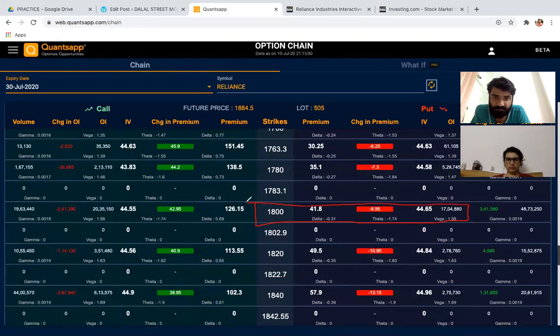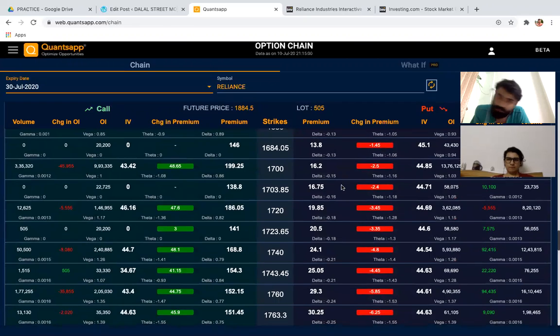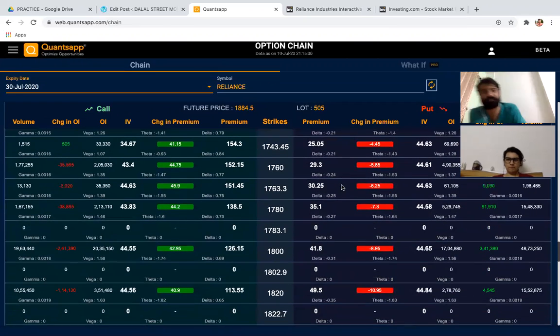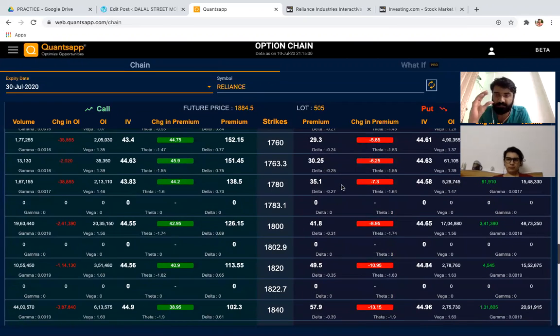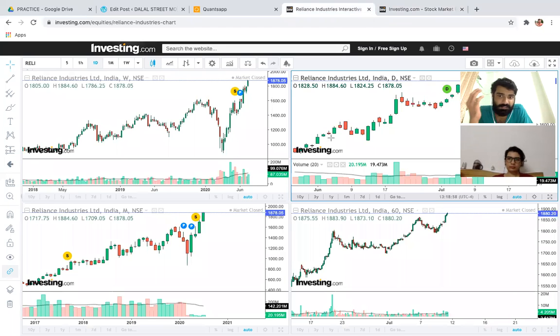I think it's at 17. Yeah, it is at 1800. So even the derivative data is showing us that Reliance Industries will have support at 1800 and it will have resistance at 2000. Similarly, our chart, which we had opened here, is telling us the same thing.